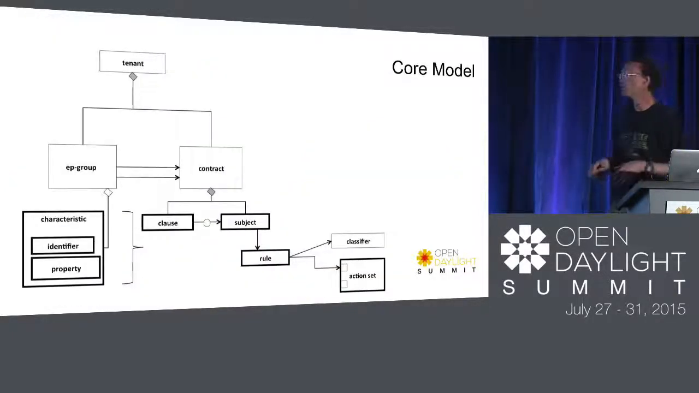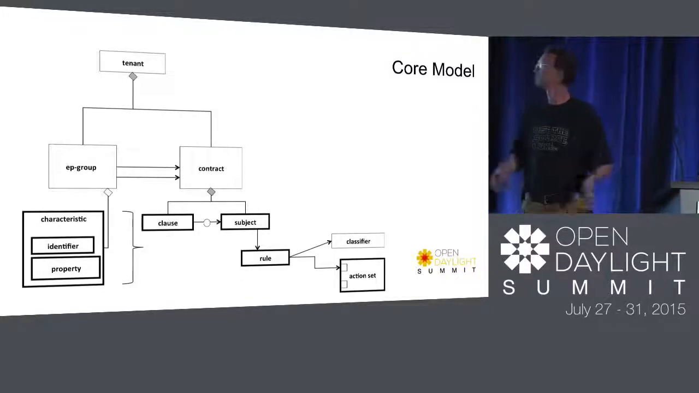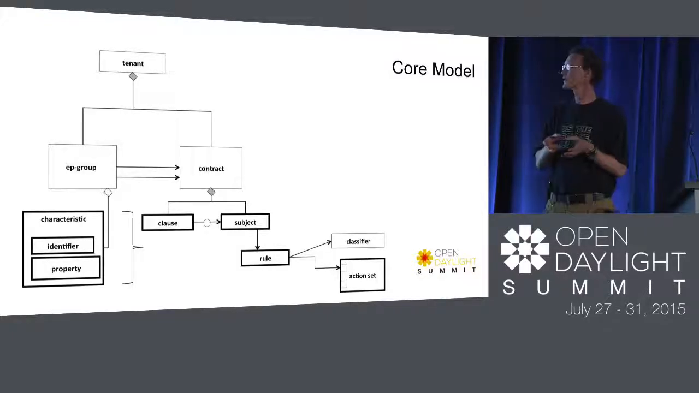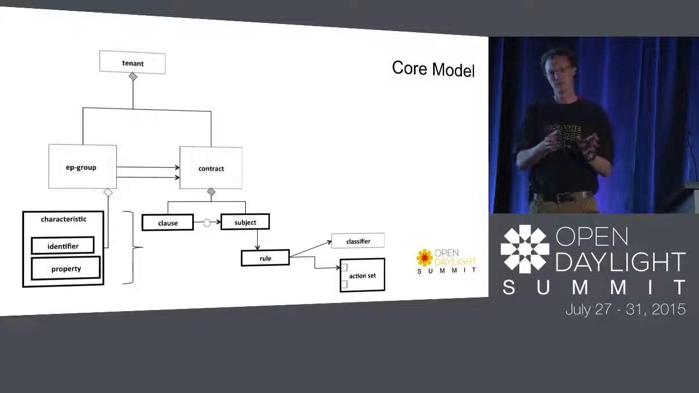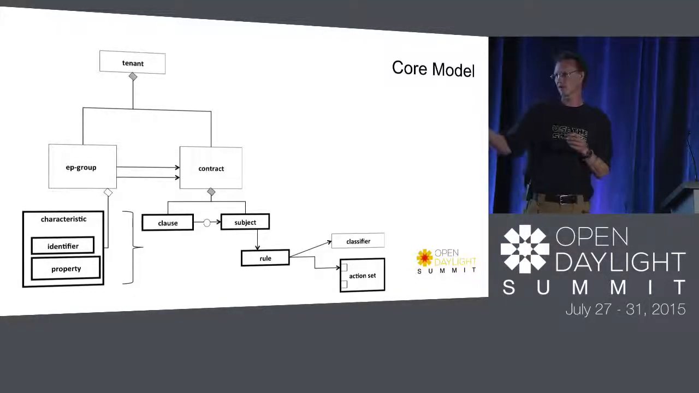So now onto the core model. It is fundamentally based on a multi-tenant ideal, right? Underneath the tenant, we have groups and contracts. Groups both consume and provide contracts. The idea is that on either side of a contract, someone needs to consume the thing that someone else is providing.